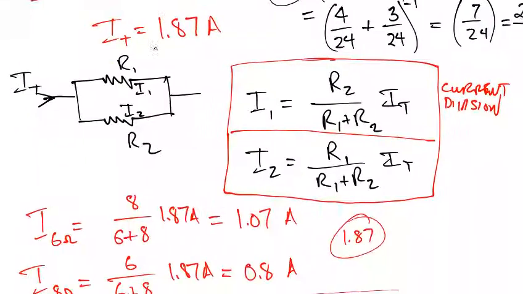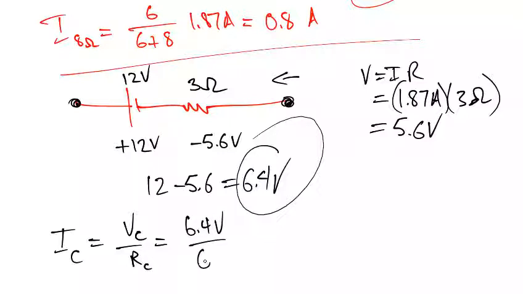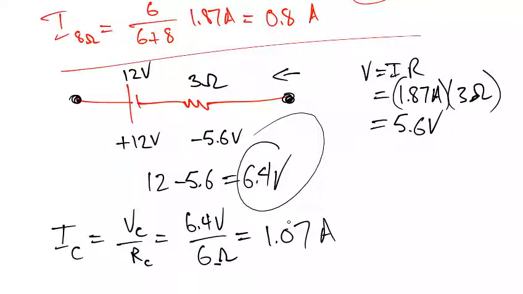Let's see if we can now figure out what currents B and C are. If we calculate the current for C, that's going to be VC divided by RC, and that's going to be 6.4 divided by 6 ohms. Let's try this out here. 6.4 enter 6 divided by, bingo, we get 1.07, exactly as we did before.